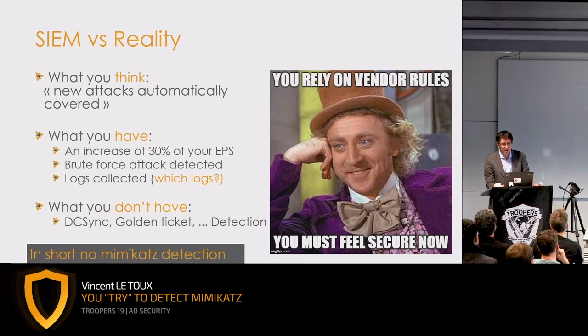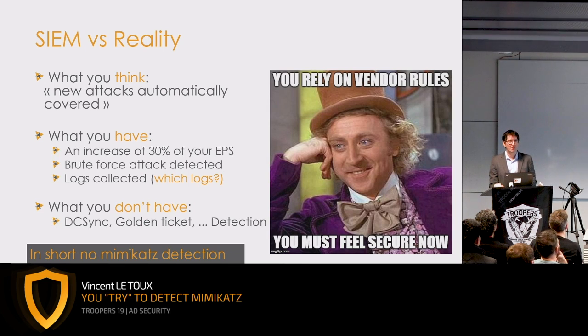So SIEM, what do you think? You think that the new attacks are automatically covered. I mean, you are paying support. But in practice, you have an increase of 30% of your EPS, events per second, so your bill is increasing. You detect brute force. Okay, brute force. You collect logs. So my question is very simple: which logs do we send to the SIEM?